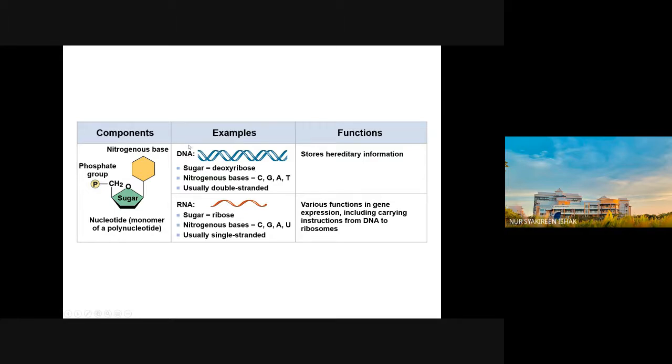So the two types of nucleic acids, as I've said before, the first is DNA. DNA is a double-stranded molecule that is found in the nucleus, which functions to store genetic information, hereditary information. The sugar for nucleotides found in DNA is deoxyribose, and as for RNA, the sugar we call ribose. DNA is double-stranded, RNA is single-stranded. So for DNA, the sugar is deoxyribose. For RNA, the sugar is ribose. So that's why for DNA, what do we call it?